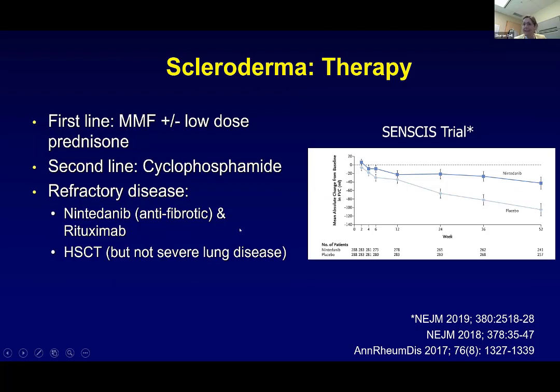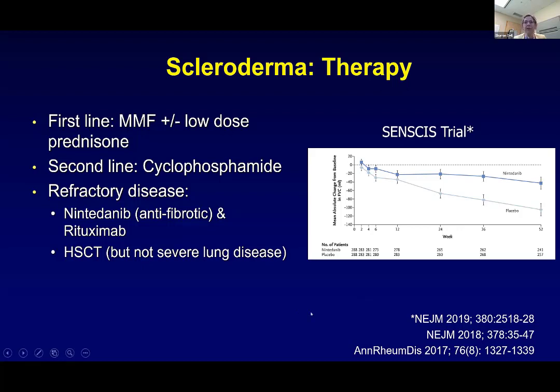Nintedanib, which is an antifibrotic medication used for IPF in adults, has now been shown to have basically exactly the same effect in scleroderma-associated interstitial lung disease as it has in IPF, in preventing the fall in pulmonary function that you see. And so, it's actually now approved for treatment of adult scleroderma lung disease.